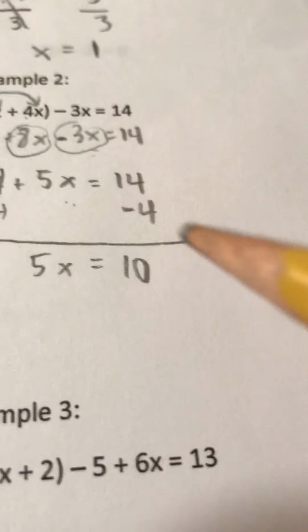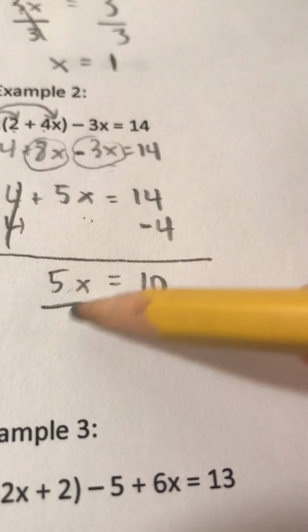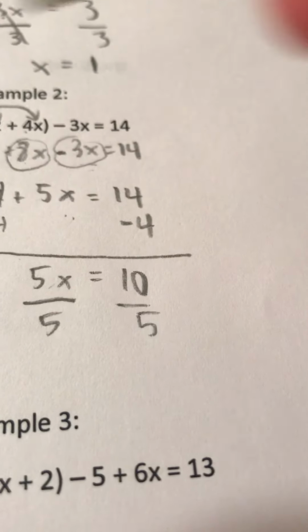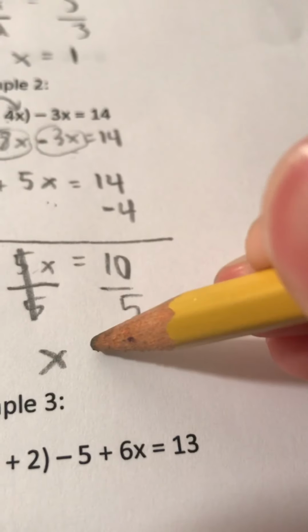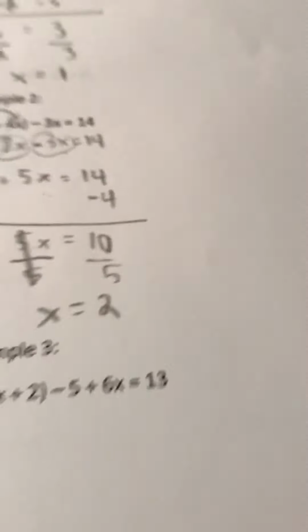Name of the game is get that letter by itself. Got to make that 5 disappear by doing the opposite. So I divide by 5. What I do to one side, I do to the other. These 5's cancel out, leaving me with just x on that side. 10 divided by 5 is 2.